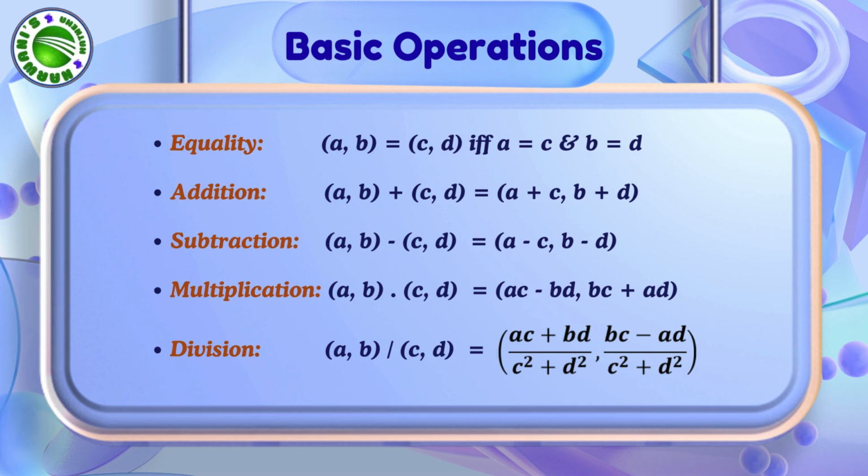Division: (a, b) divide (c, d) equals (ac plus bd upon c square plus d square, bc minus ad upon c square plus d square).